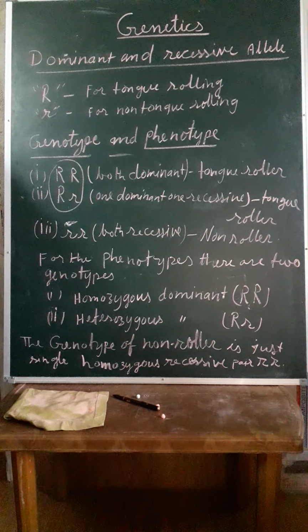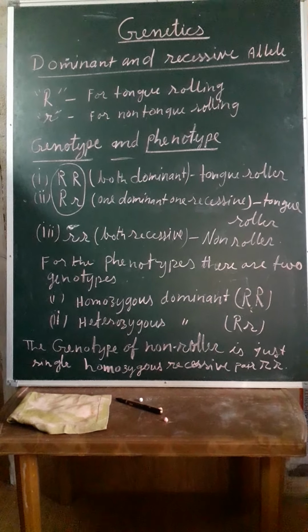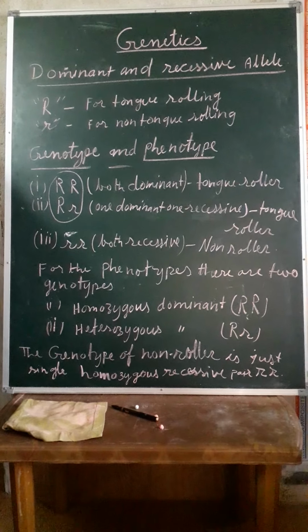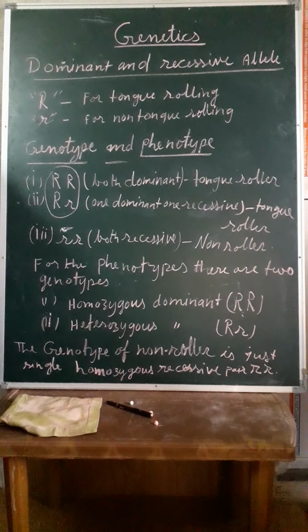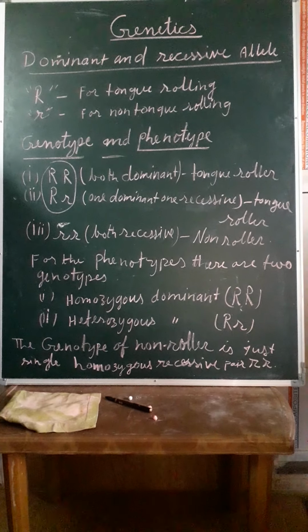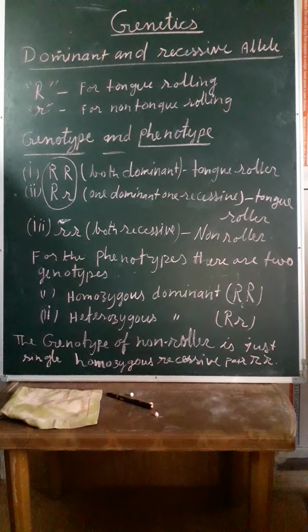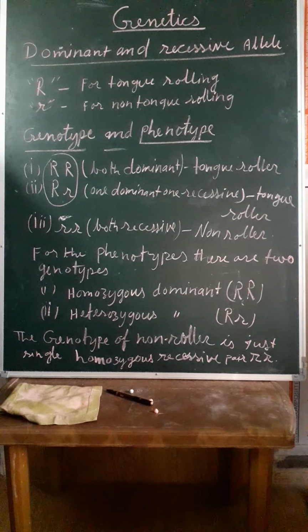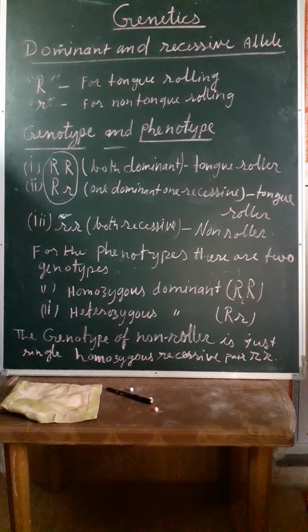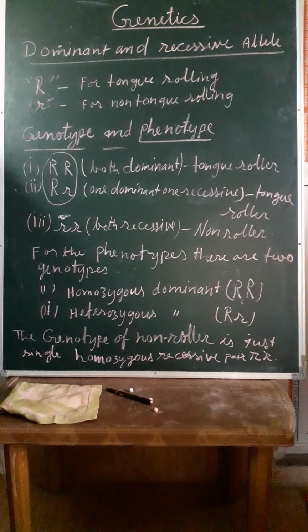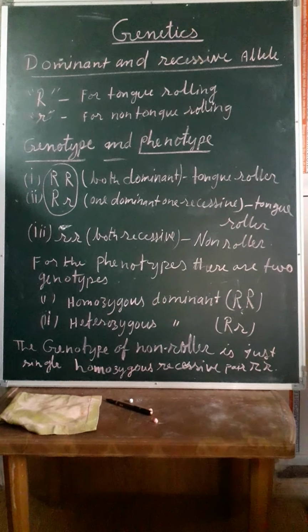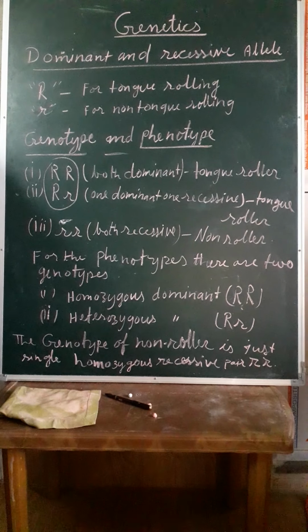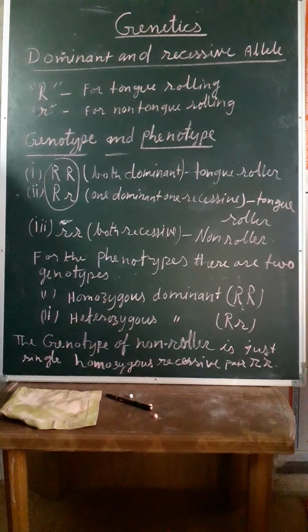Now, in the board exam they also ask you to define phenotype and genotype. So how to define them? Genotype: the set of genes present in the cells of an organism. Only that much you have to write. And phenotype: the observable characteristic which is genetically controlled. Write the complete sentence to get the full mark.